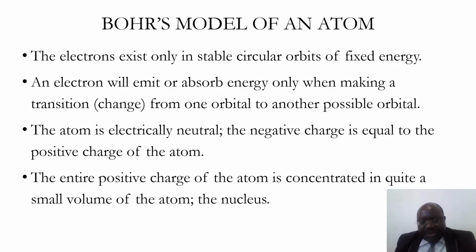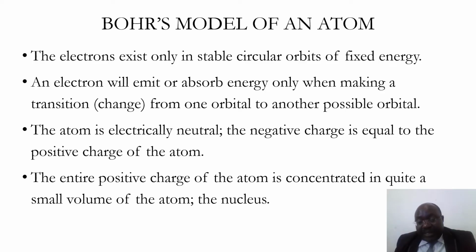Number 2, an electron will emit or absorb energy only when making a transition, or a change, from one orbital to another possible orbital. This can occur when an electron moves from a lower energy level to a higher energy level. It has to then take in energy. That's when absorption comes about, and then we have absorption spectra.